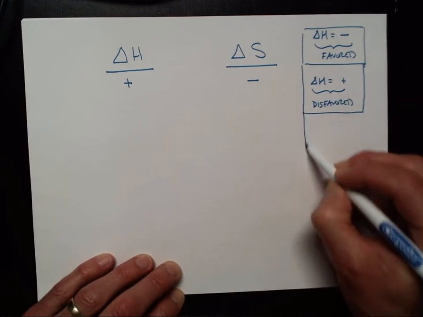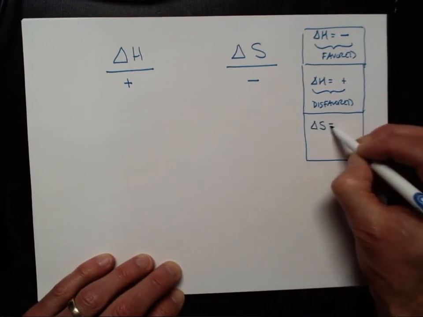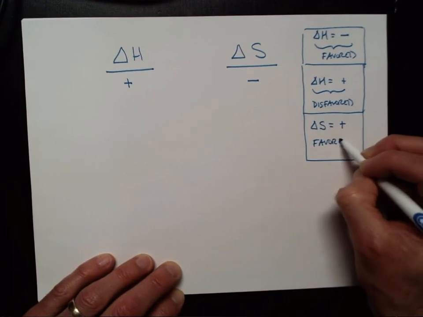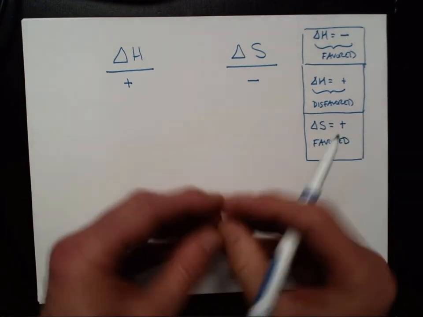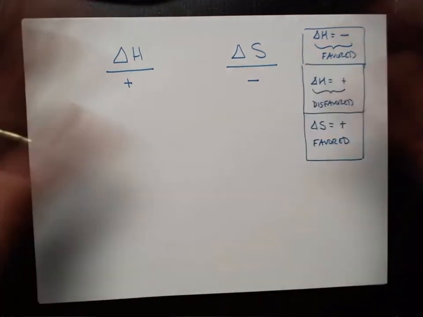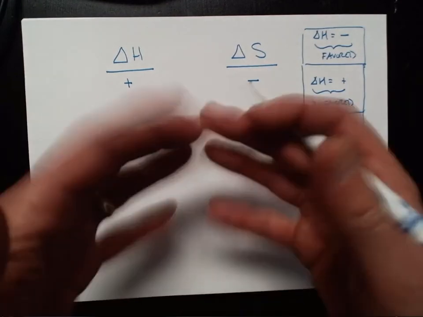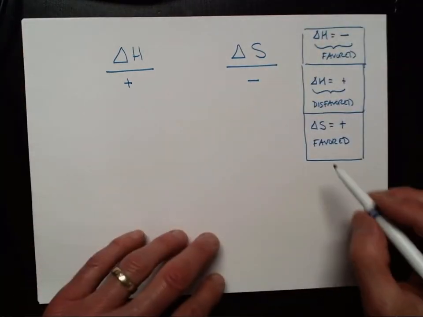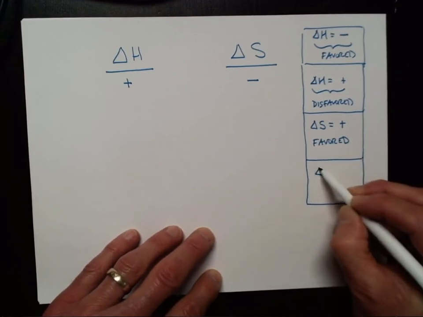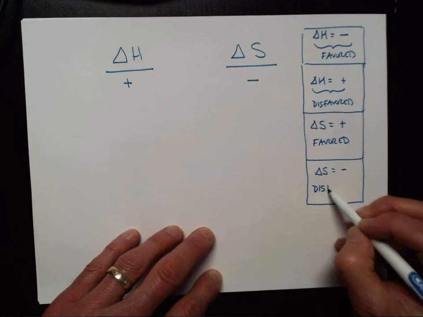All right, let's remind ourselves over here with the entropy. Delta S is positive. That's favored. You're going to a higher probability state. In other words, you're taking matter that's concentrated, say like in a solid, and you're spreading it out in a gas. Just on the basis of probability alone, it's more likely that those particles are going to be spread out. And on the other hand, if delta S is negative, then that's going to be disfavored.